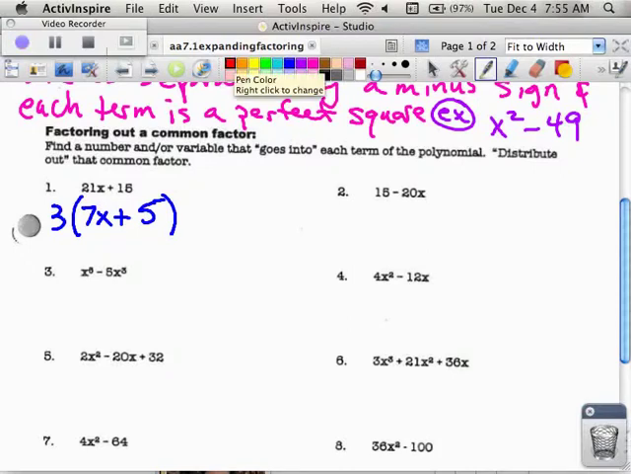In number 2, if I look at the 15 and the minus 20x, the thing that divides into both of those is a 5. So I can factor out the 5, because it's the common factor. And then that means I would need a 3 minus 4x to produce what I started with. So common factors are the things that you pull out of a parentheses to begin with, and whatever is left over in the parentheses is what you would have to multiply by in order to get back to what you started with.